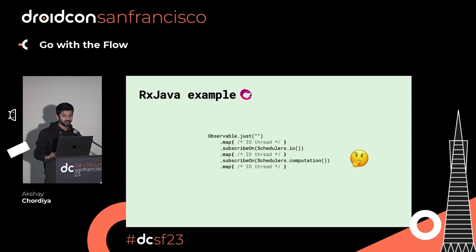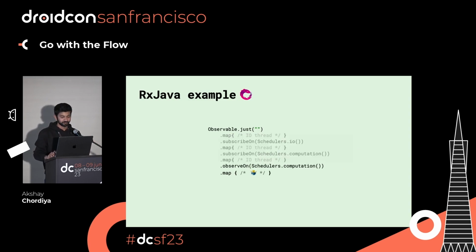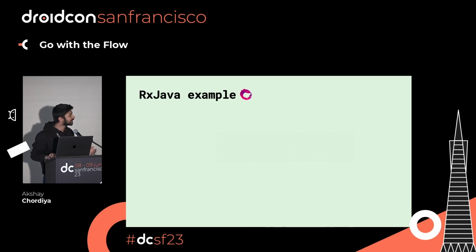This RxJava code is super confusing, especially for beginners to understand which thread their code is going to run on. In this example above, you can see that only the first subscribeOn is applied and the other one is ignored. Now you see why context preservation is useful. Combined with another operator to change the thread, observeOn, which has a different behavior. It's a facepalm moment.